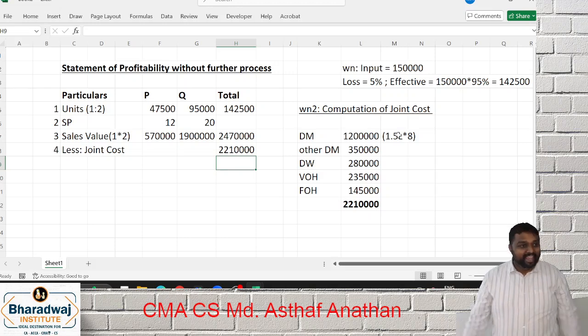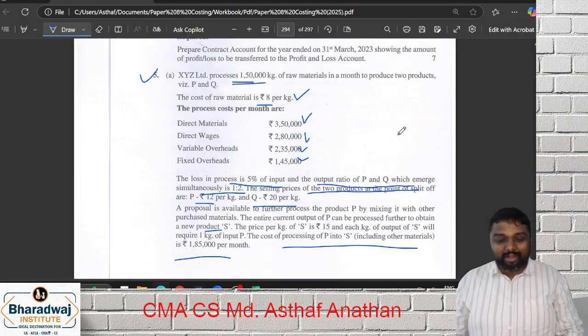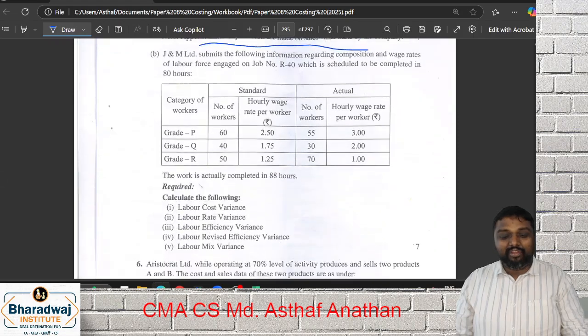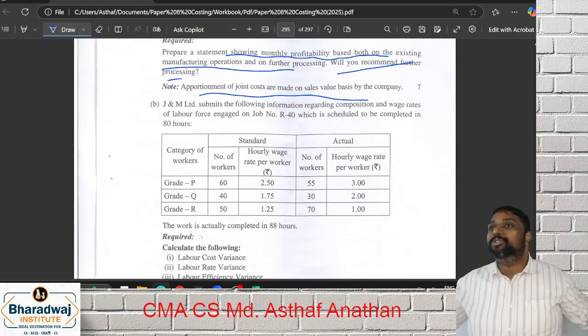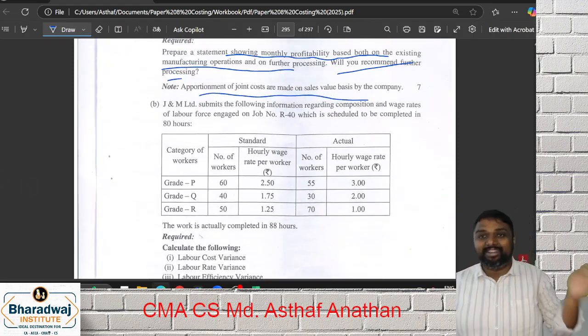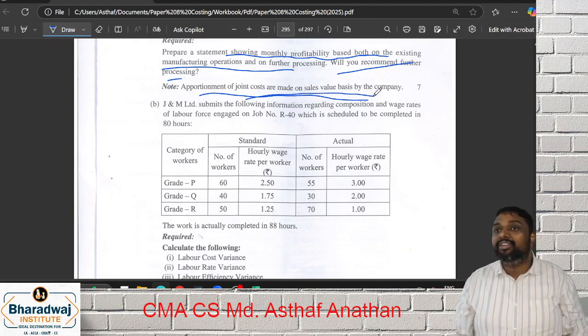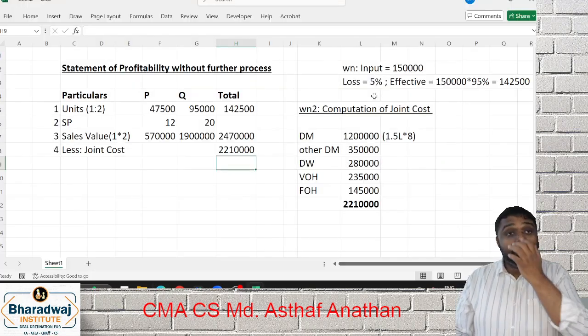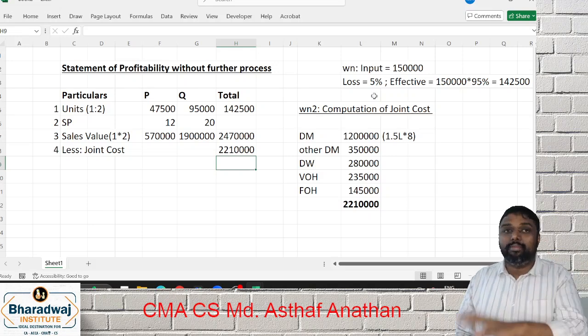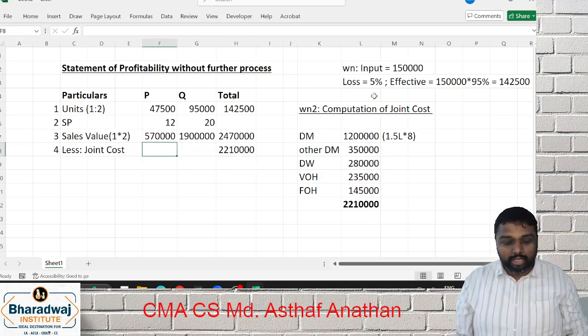Very easy. They have given it in the question itself, not at all a twist. So far we have just taken data from the question. Now we are going to start the answer. Apportion the joint cost on the basis of sale value. The question is silent on split off or final, but here it is only the first level. So you have to make it.